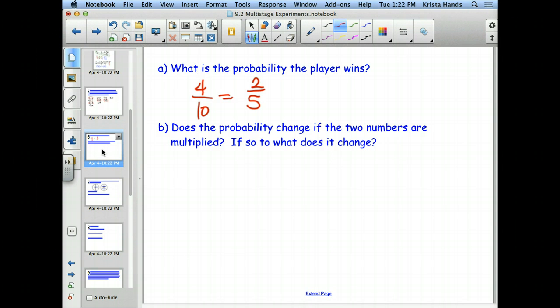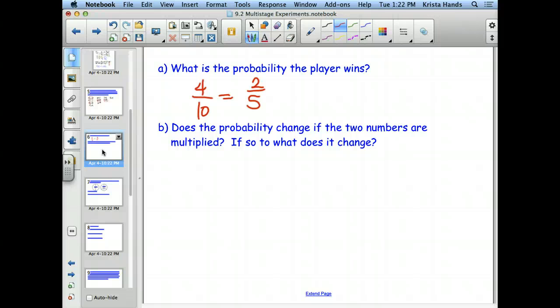But what if we just change the game? Instead of having us add the numbers together, we're going to multiply. So that's all we're changing. It's not a big deal, right? We're just changing this very minor detail about the whole deal. And again, the rules are the same in the sense that if it's even, I win. If it's odd, I lose. So we still want to know what's the likelihood that I get an even.